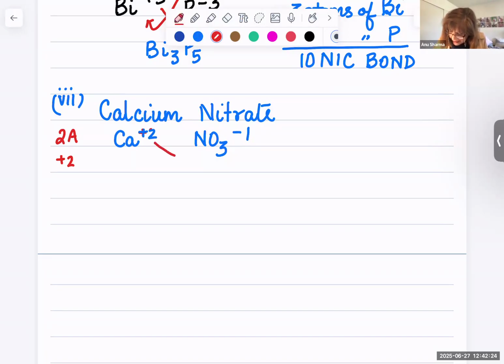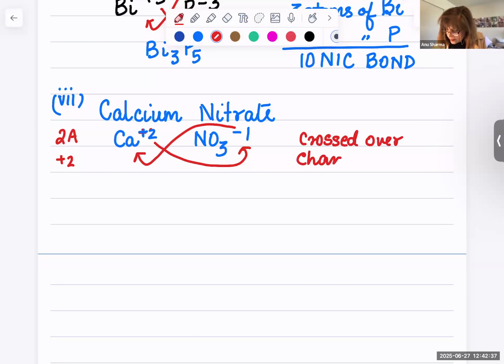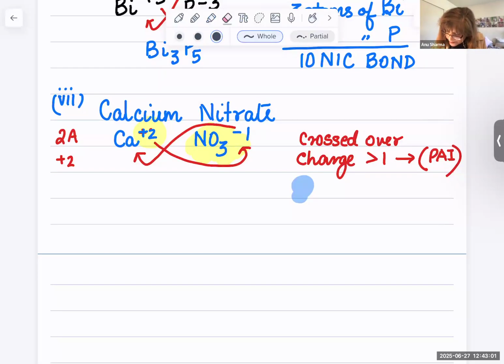Now, anytime the crossed-over charge is more than one, what happens then? Then we place the polyatomic ion in parentheses or brackets. So recognize that this is a polyatomic ion, and we are bringing in more than one charge, that is the +2 charge, like 2 is more than 1.